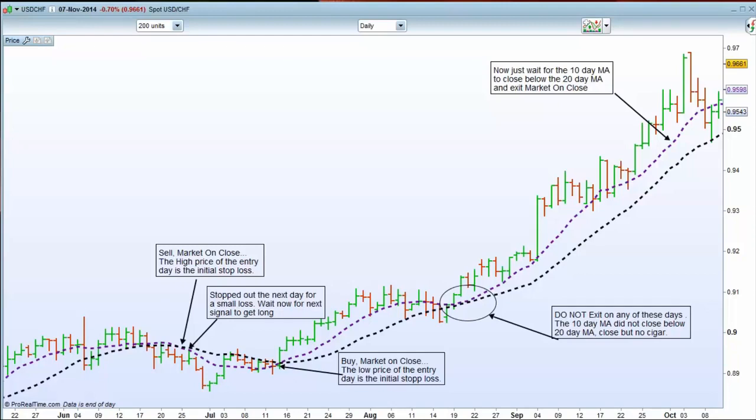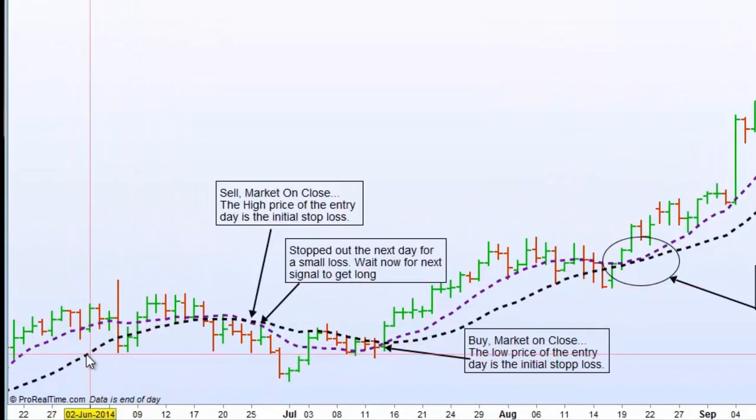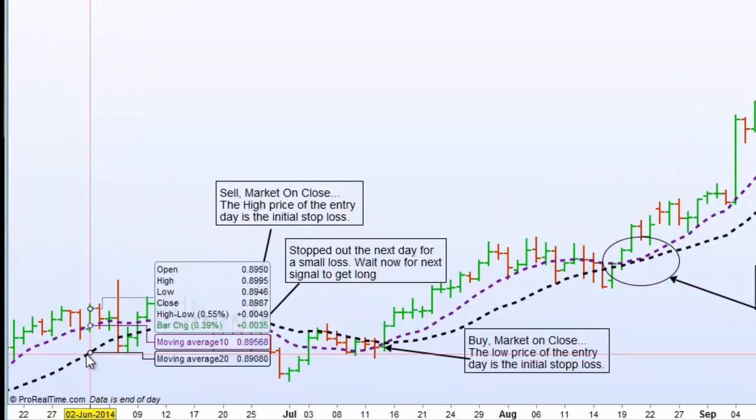Okay, so let's begin. Let's start all the way from the left and talk about what this technique is. Similar to the technique shown in the last video, the Golden Cross and the Death Cross, you buy when the short-term moving average crosses over the long-term moving average. On this chart, you see a black dotted line and a purple dotted line. As we scroll over, to the right of the cursor it says moving average 20, and just above that it says moving average 10 in purple. So the black dotted line is the 20-day moving average, and the purple dotted line is the 10-day moving average.